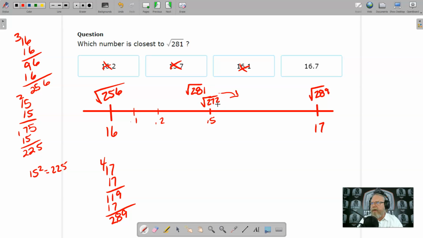So I still have to go 281. 272 to 289 is a jump of 17. Half of 17, let's call it 8. So right in between here, add 8 to that, I would end up with root 280. So 280 would fall right about at 16.75. And we're talking about 281. So we can see indeed it's roughly about 16.7.